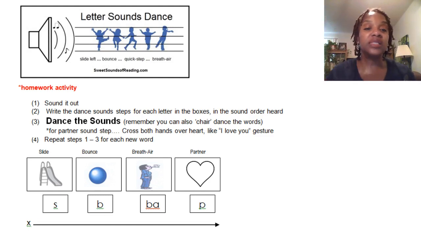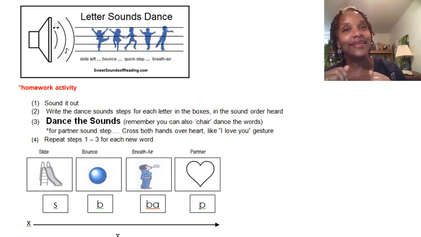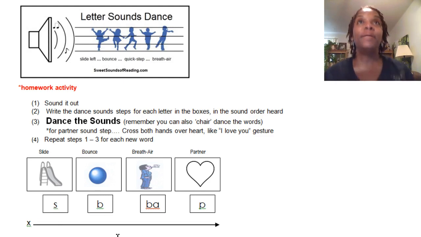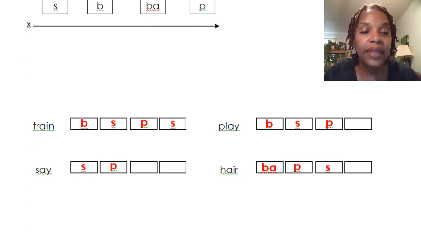So let's go over the steps. If it's a slide sound, how do you do the slide sound, right? You're going to slide to the left, right? If it's a bounce sound, you're going to bounce. If it's a breath air sound, and if it's a partner sound, you're just going to cross your hands over your heart. All right. So those are the dance steps. And like I said, this is a part of your homework packet.